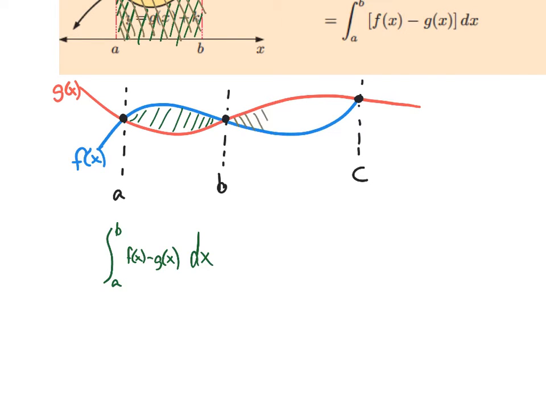But then we need the area of this portion over here. We're going to add to it the integral from b to c of, there we go, good. g of x is on the top in this interval, so it's going to be g of x minus f of x dx. Okay? So it's a pretty simple formula. The challenging part really is just finding those intersection points and determining which one's on top. Okay?